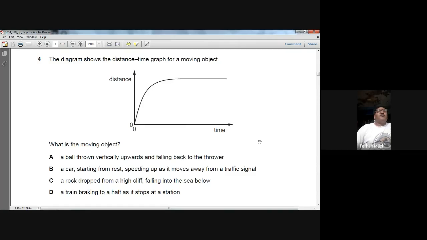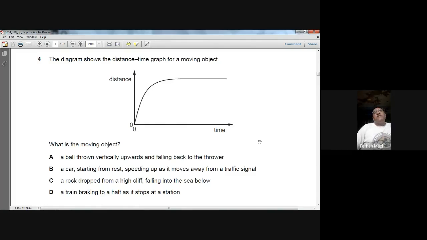So a rock which falls from a high cliff, its speed never decreases. Its speed increases, and all of a sudden it becomes 0. So C cannot be the choice.